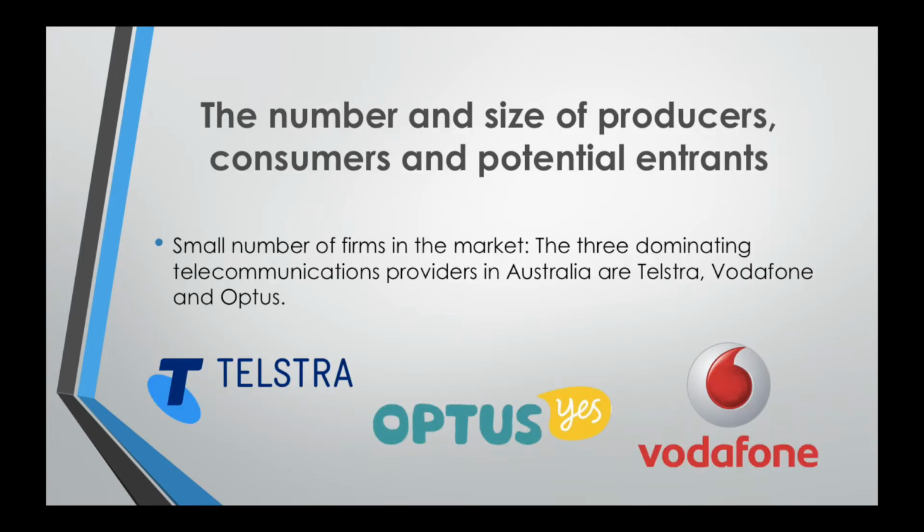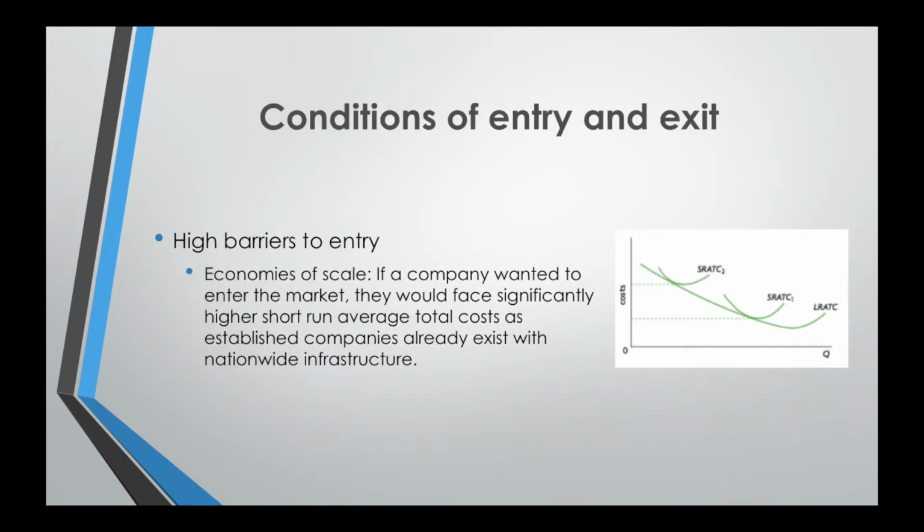Telecommunications companies operate in an oligopolistic market as there are a small number of large dominating firms, including Telstra, Vodafone, and Optus. In an oligopolistic market, there are high barriers to entry. The main barrier is economies of scale. If a company wanted to enter the market, they would face significantly higher short-run average total costs as established companies already exist with nationwide infrastructure.